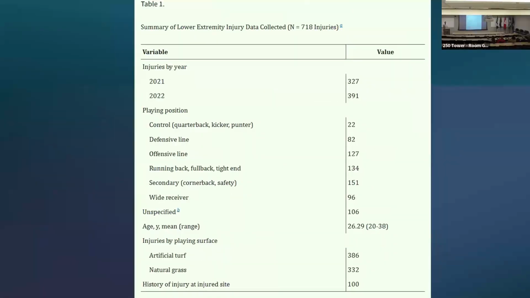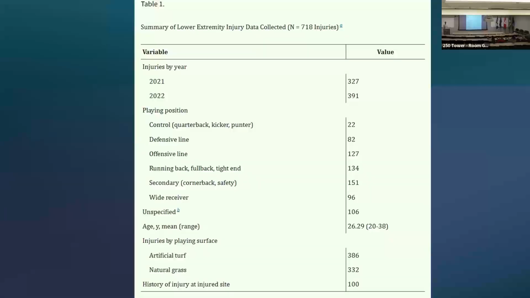And then here's just another table that they included that showed some of their results. I'll summarize these in the next few slides. But you can see they broke down the injuries by playing position. The mean age of those who were injured was 26 years, with a big range of 20 to 38 years old.